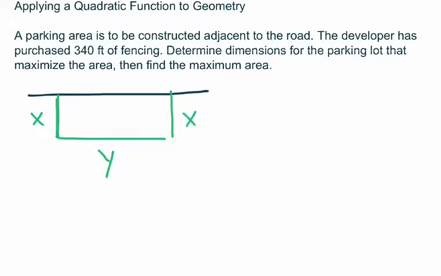We know that we have purchased 340 feet of fencing, and ordinarily when we're looking at perimeter, the formula is 2 times width plus 2 times length equals perimeter, except this time we only have one length. So we'll say 2x plus y equals 340. This formula is a representation of what we have in our diagram.